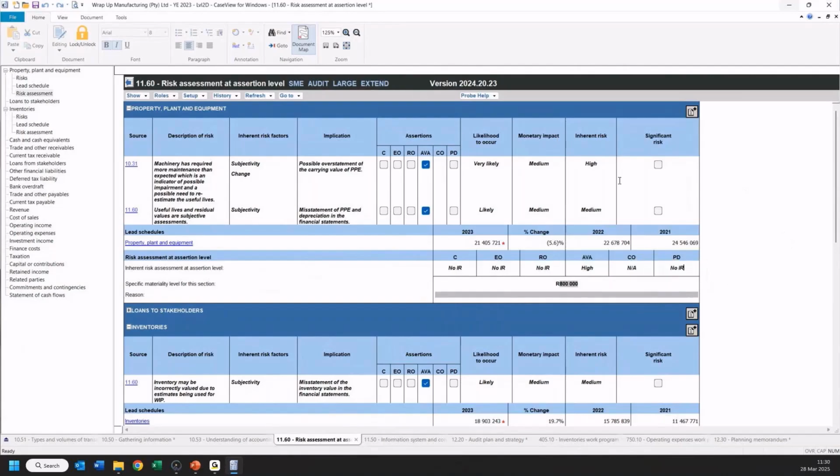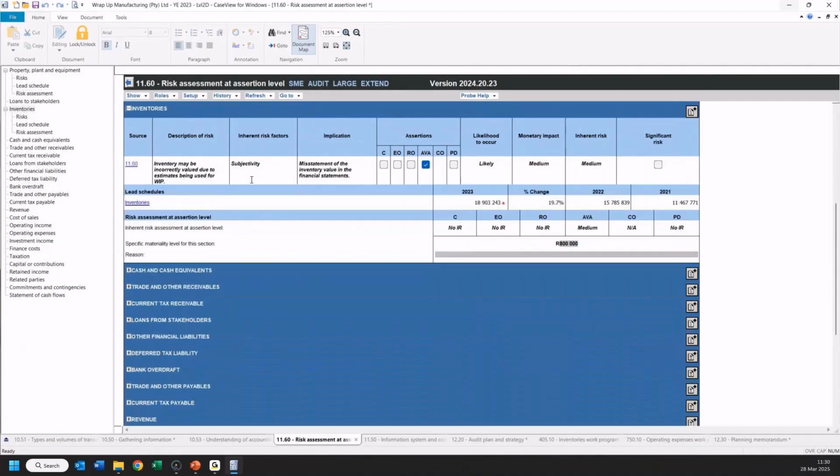Right. That was just firstly for property, plant, and equipment. Then looking at inventories. For inventory, we have a risk here where we say inventory may be incorrectly valued because of estimates being used in work in progress. Remember, I said work in progress is active, so we switched that on in 1051, understanding of types and volumes of transactions. Now we've even got a risk here, saying, oh my goodness, maybe that's a bit difficult. And we said subjectivity is the factor there. Right. I currently have a medium risk.